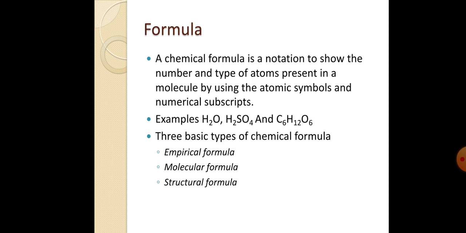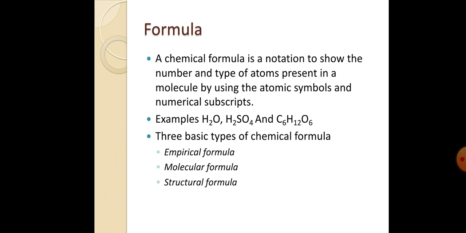Here, H represents hydrogen element, S represents sulfur element and O represents oxygen atom, and number 2 shows that there are two hydrogen atoms present in one sulfuric acid molecule, and one sulfur atom and four oxygen atoms are present in the sulfuric acid molecule. In the same way, glucose has formula C6H12O6, having 6 carbon, 12 hydrogen and 6 oxygen atoms. These chemical notations are known as chemical formulas.